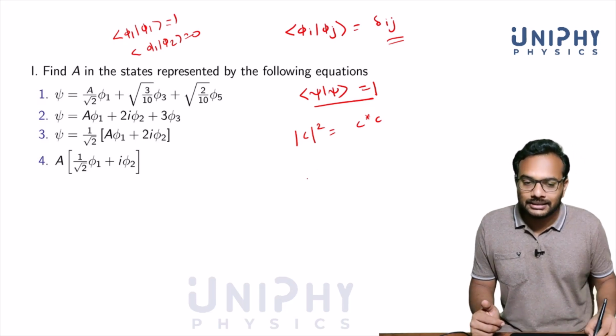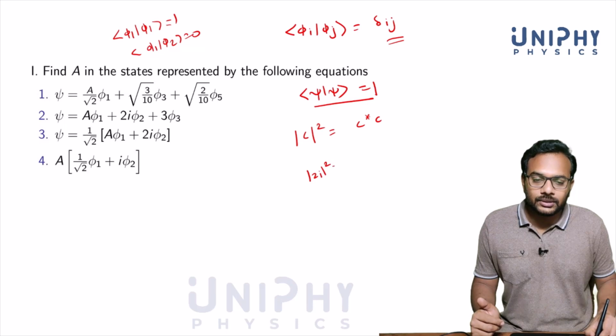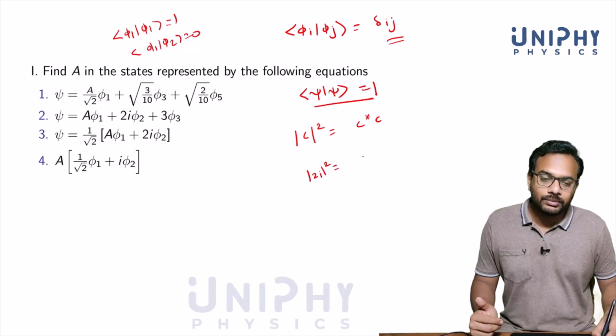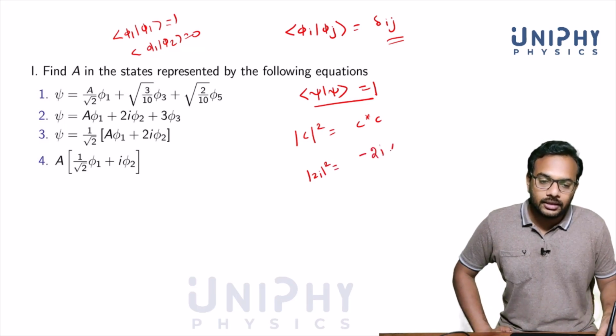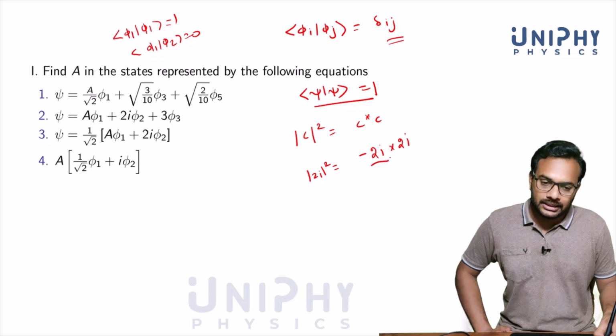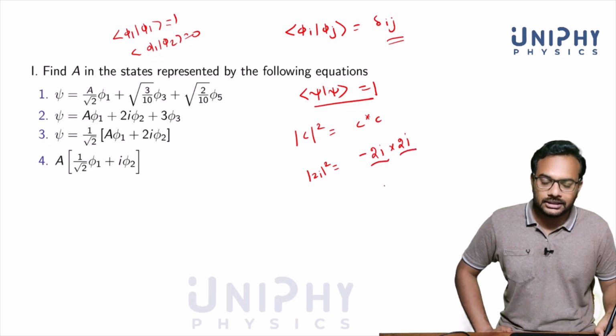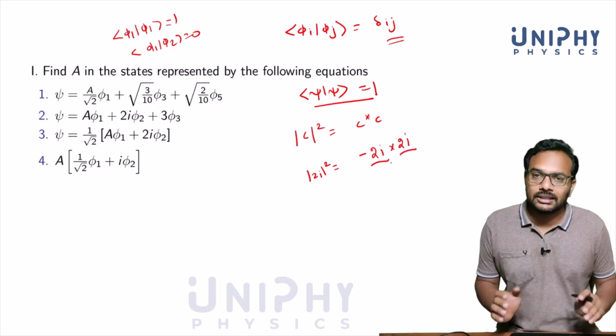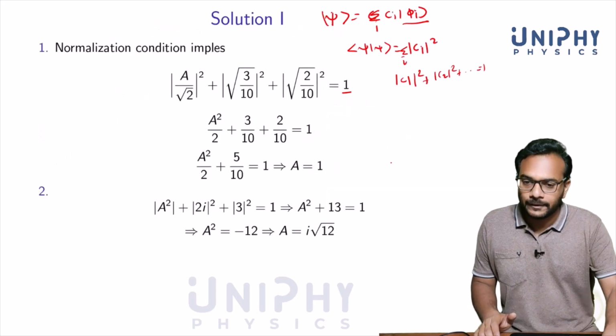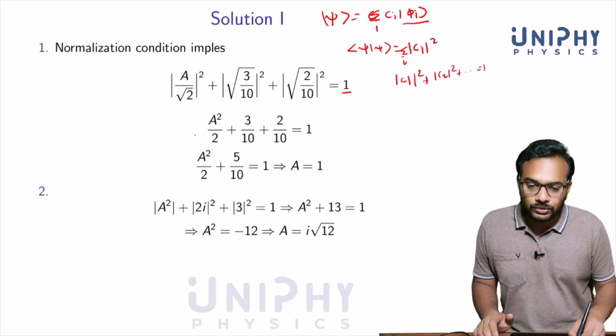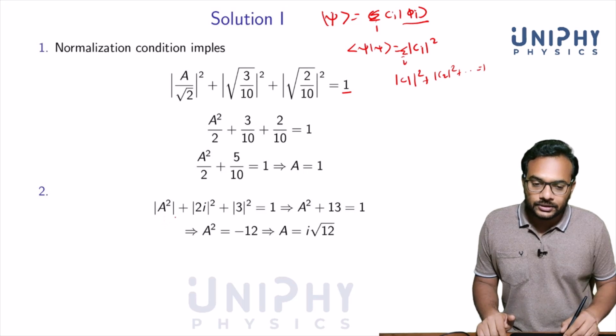Okay, so in this case, modulus of 2i square means actually minus 2i multiplied by 2i. Take the complex conjugate and multiply. Okay, so that's 4 in this case. Minus i multiplied by i is equal to plus 1. Okay, that's exactly what we do here. We get A square.